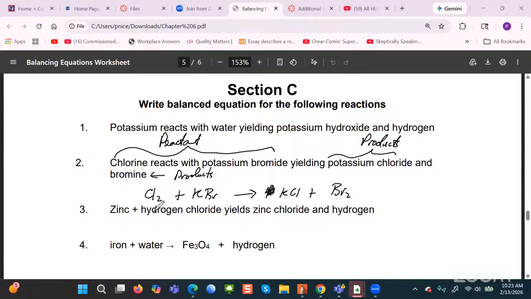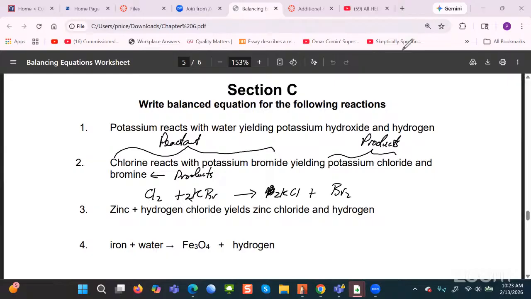And then we have to balance it. The way I'd balance it is, firstly, identify that there are two chlorine atoms here. There's only one represented here. So I'd put a 2 here. Here we have one potassium. We have two potassiums here. So I'll put a 2 here. And here we have two bromines. Here we have two bromines. So now the equation is balanced. All right? And that's it.